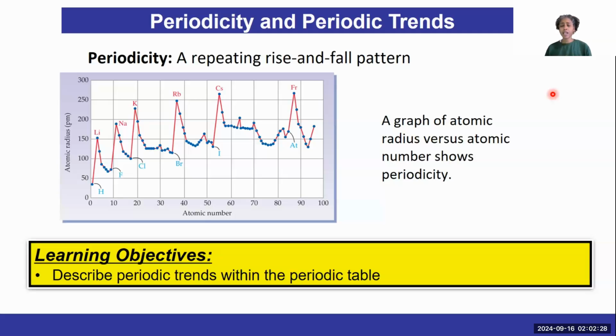It can also be classified as something called periodicity, which means a repeating, rising, and falling pattern. So the graph on this slide shows that there is a periodicity in the atomic radius based on the atomic number of elements. And so we see that there's a rising and a falling, and that represents the periodicity.